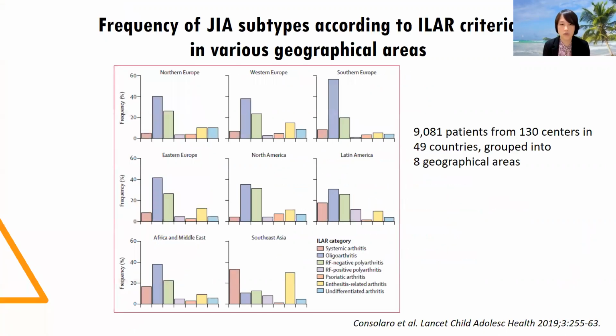This figure shows you the frequency of each JIA subtype in each region around the world. You can see that in Western countries, oligoarthritis and rheumatoid factor negative polyarthritis are more common, compared with Southeast Asia, where systemic JIA and ERA are more common.